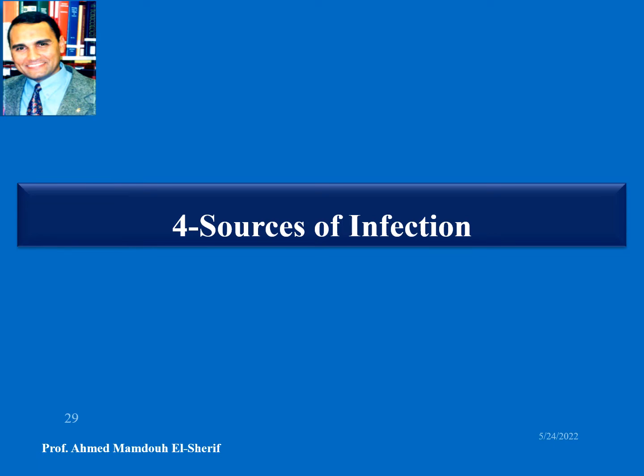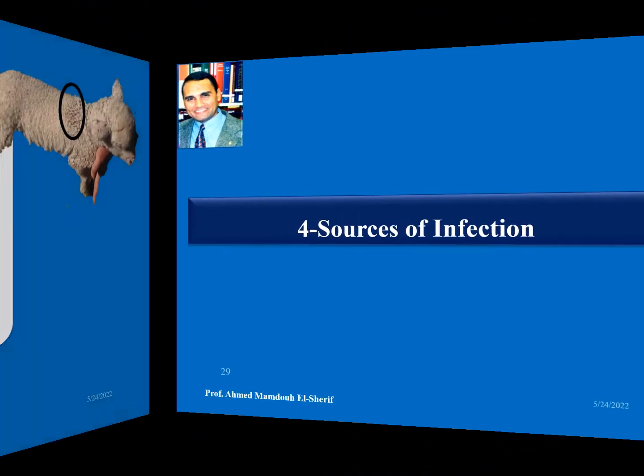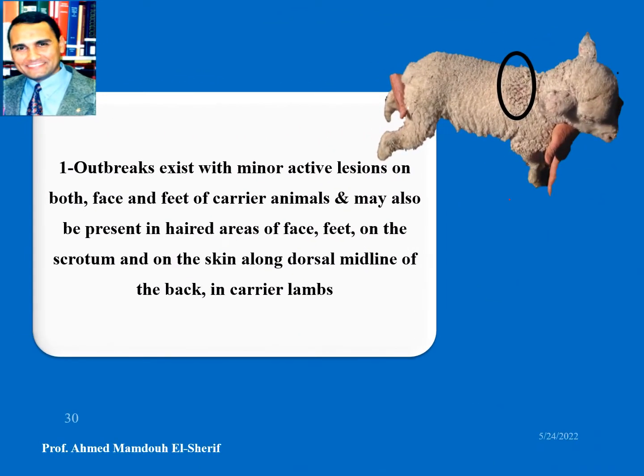Sources of infection. The outbreaks exist with minor active lesions on both the face and feet of carrier animals, and may also be present in haired areas on face, feet, and on the scrotum, as well as on the skin along the dorsal midline of the back in carrier lambs.